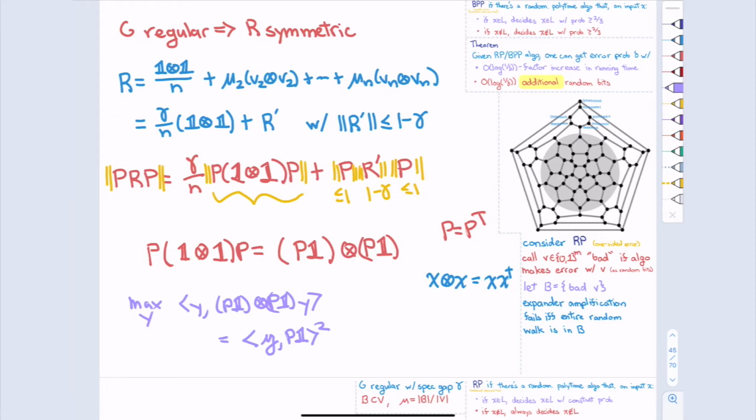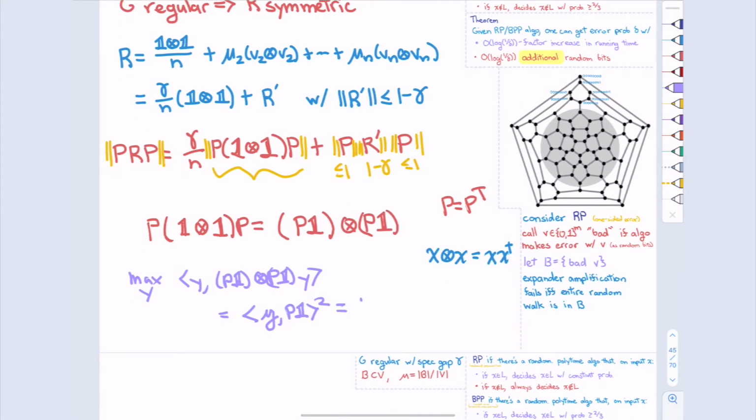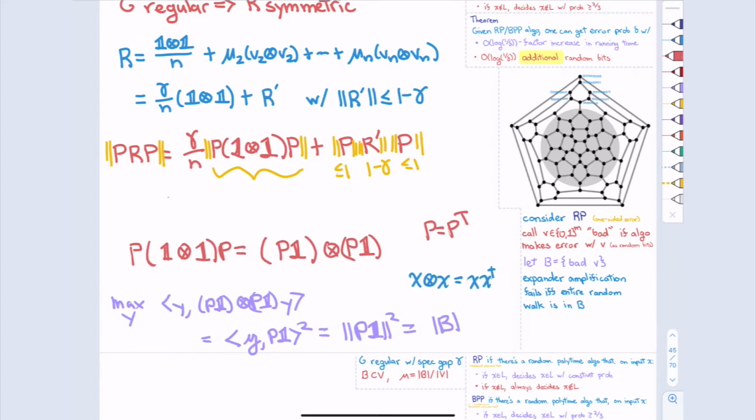So the maximum eigenvalue of a rank 1 term is just the squared norm of that vector, for the appropriate choice of y. Now P ones is just making everything outside B 0, and everything inside B stays the same. So what does that actually come out to? It'll come out to the number of vertices in B, because you're getting 1 point for every vertex in B. If we plug that back in above, what do we have? We have gamma times the size of B over n, plus 1 minus gamma, and mu was B over n.